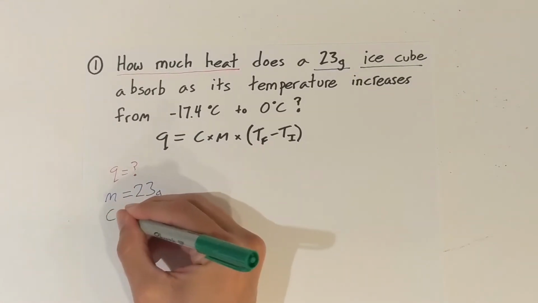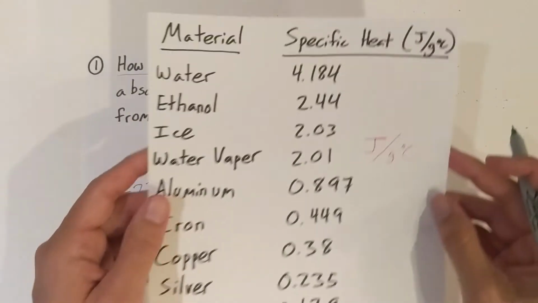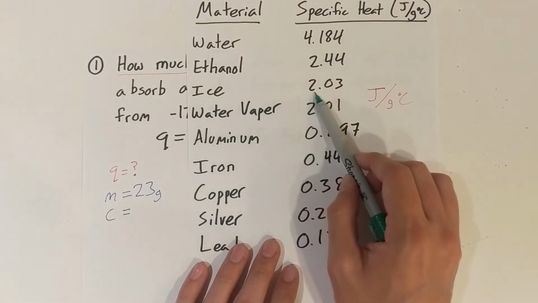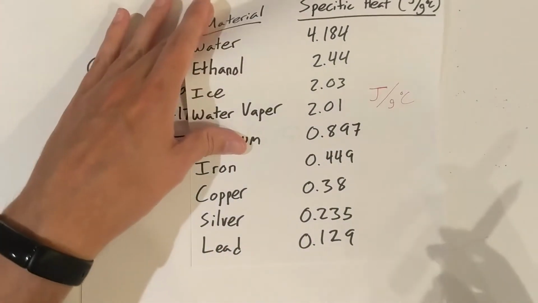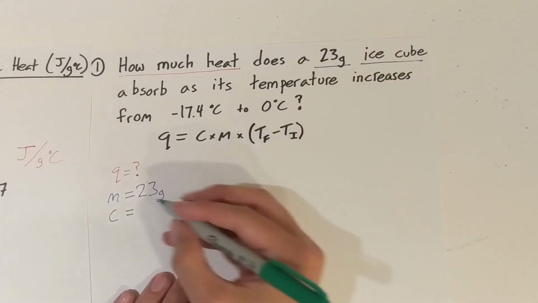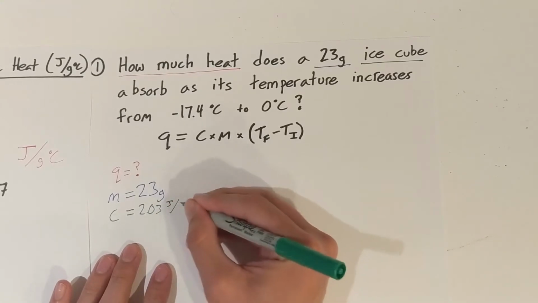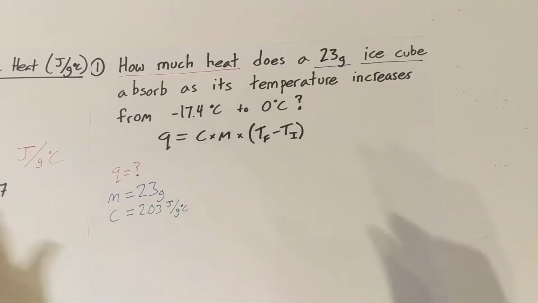So, we don't need to memorize this. We'll have a table here. The specific heat of ice is going to be 2.03 joules per gram Celsius.